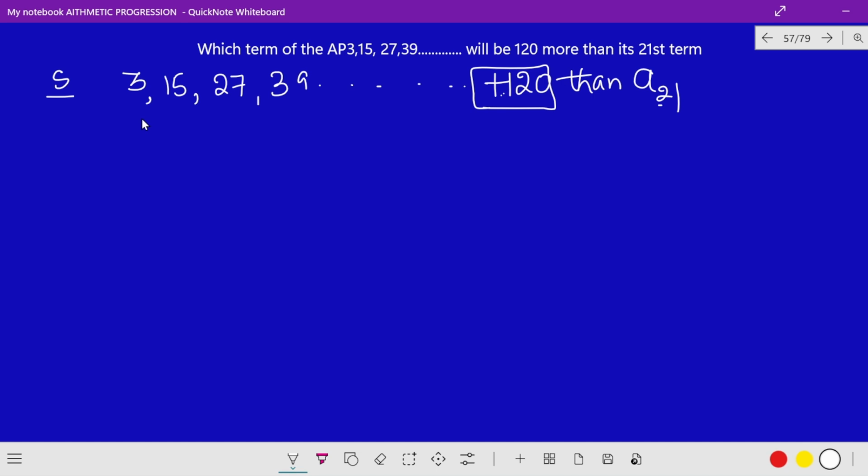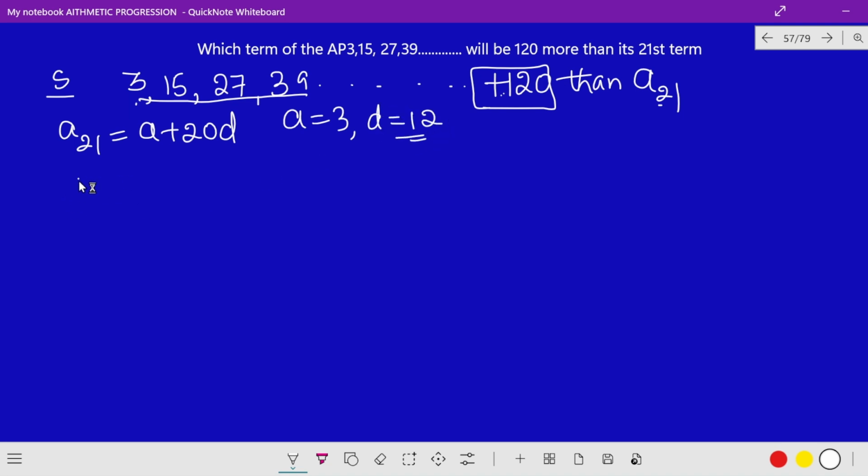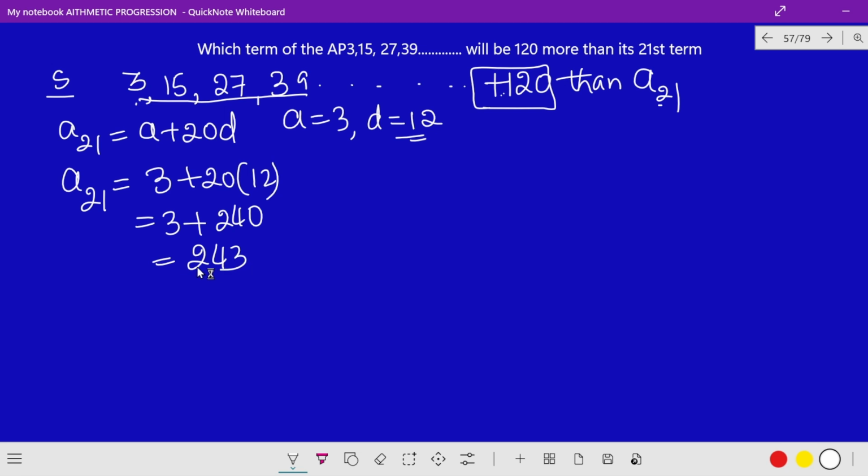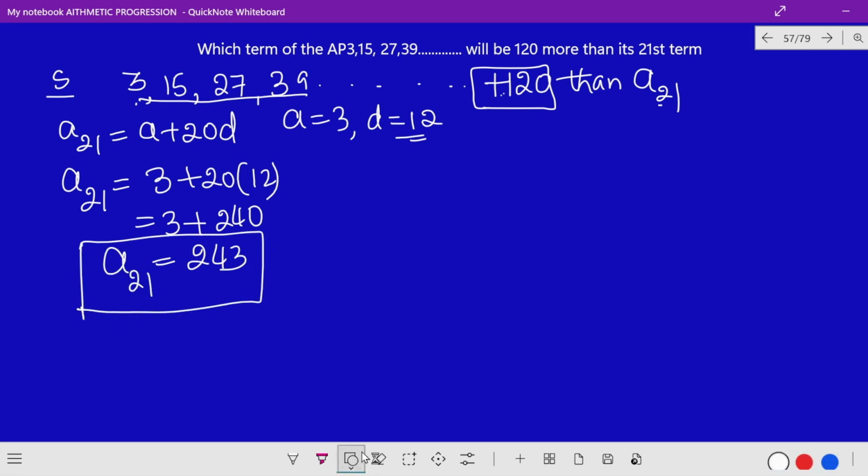So first we want to find the 21st term. A21 is equal to a plus 20d. According to this, a is 3, and d is 15 minus 3, that is 12. So substitute here: A21 is equal to 3 plus 20 into 12. This becomes 3 plus 240, which is 243. So A21 is equal to 243.